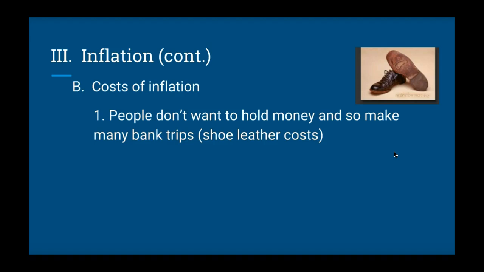So as a result, people just didn't keep money on hand. They kept it in the bank, and then when they went to the store, they had to keep going back to the bank to withdraw the money. As a result, they wore out their shoes. That's why it's called shoe leather costs. Because they had to go back and forth to the bank so many times to get their money, they wore out their shoes, and it's wasted time and effort. Remember, we talked about opportunity costs. They have an opportunity cost as far as their time, on what you could be doing with your time rather than going to the bank every single time.